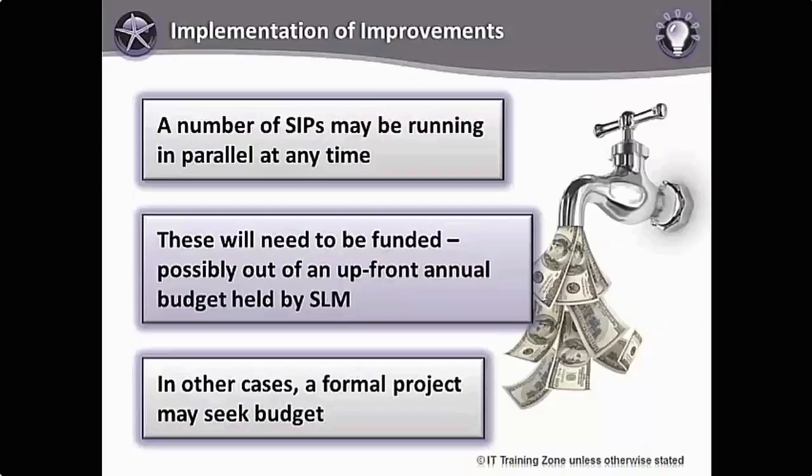At any time, a number of separate service improvement initiatives may be running in parallel to address difficulties with a number of services. These will need to be funded, possibly out of normal expenditure. Some organizations establish an upfront annual budget held by service level management, from which improvement initiatives can be funded. However, in other cases, a formal project may have to be raised to seek the budget from elsewhere.